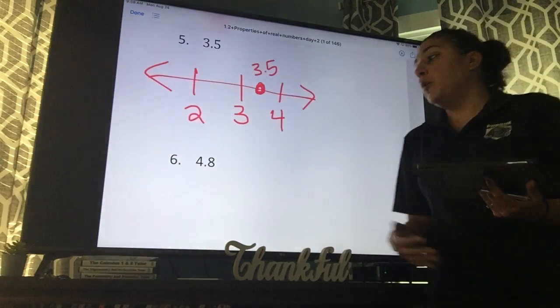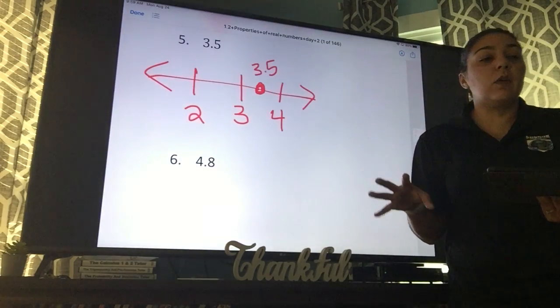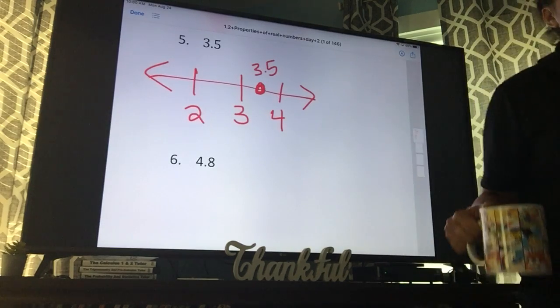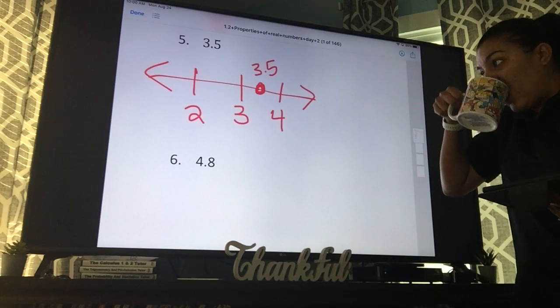Okay, most of these decimal ones aren't too hard. The fraction and the square root ones, it's just a matter of kind of figuring out what the number is, okay?